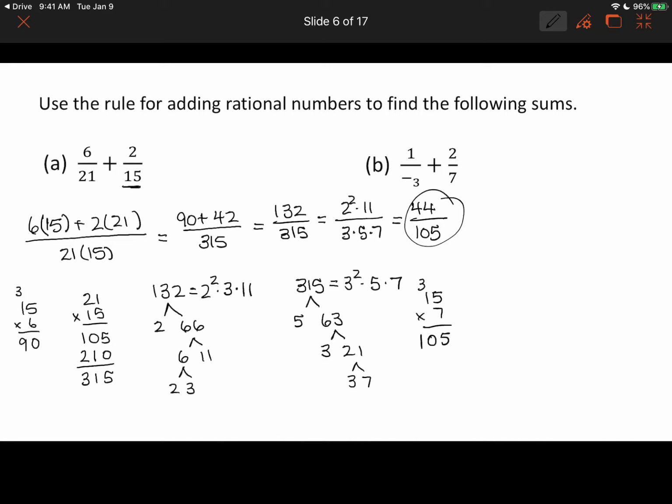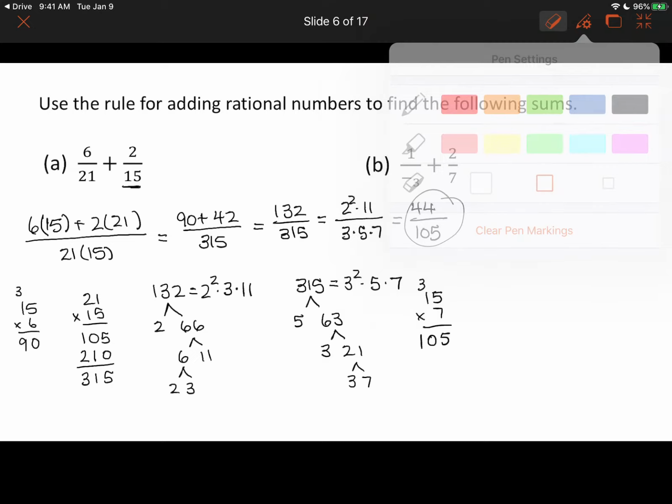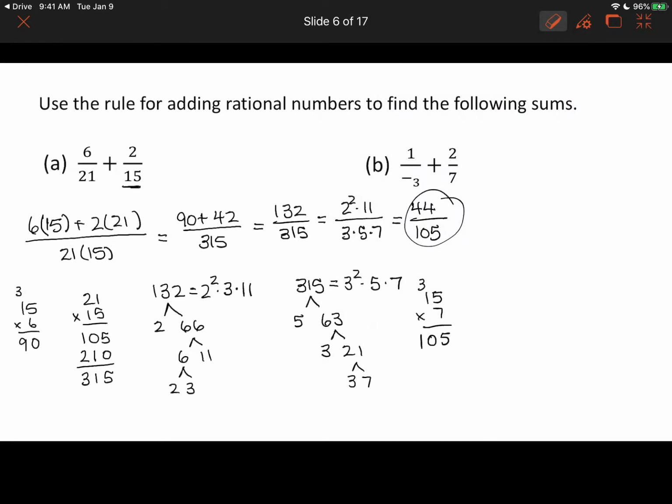All right, what about part B? I'm going to run out of room, so let me go ahead and erase. You can pause if you didn't get all this copied, and we'll look at part B.